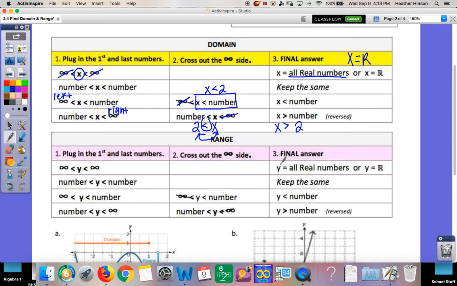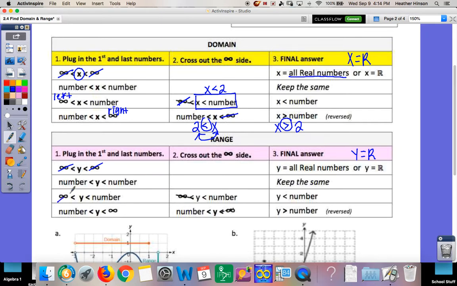This is the only time you ever get to put greater than, only if you had to get rid of an infinity symbol at the end. Every other domain and range you will ever see, you're going to have less than, no matter where it is. This is the only time we get greater than. It works the same way for y as we did up here. Cross out your infinities if you have 2 of them and put y equals all real numbers, or y equals R.